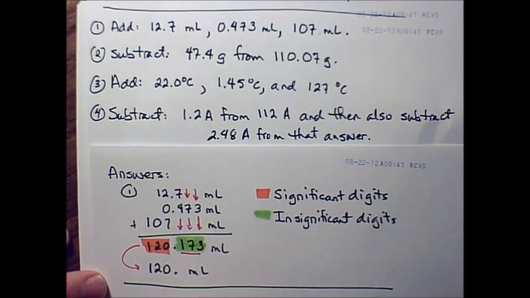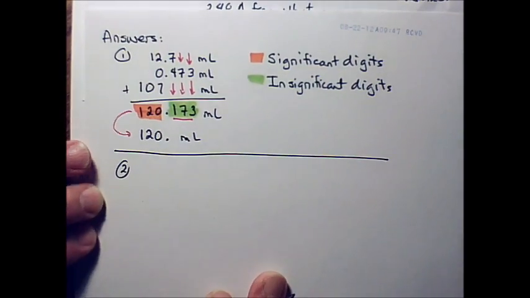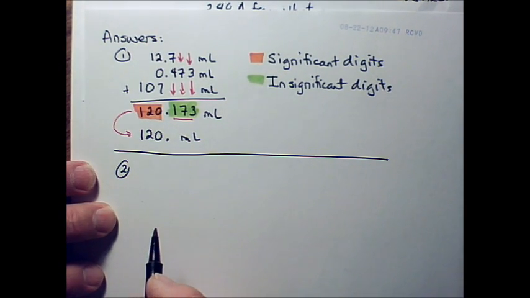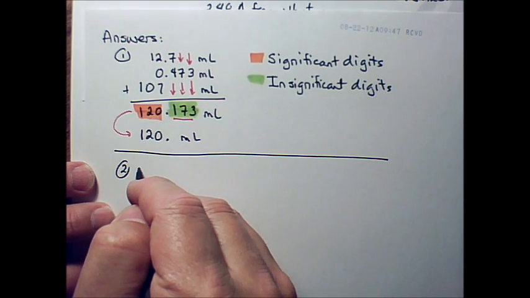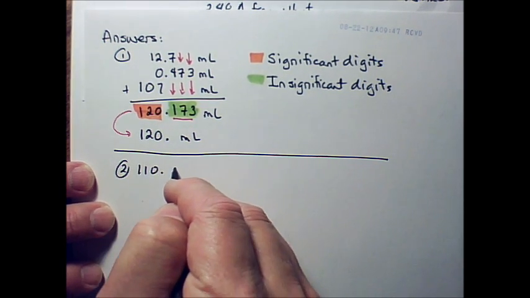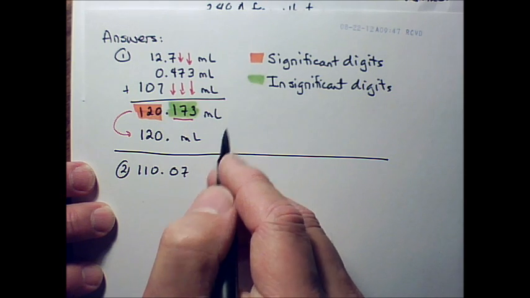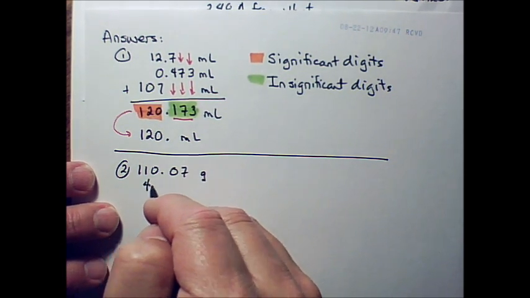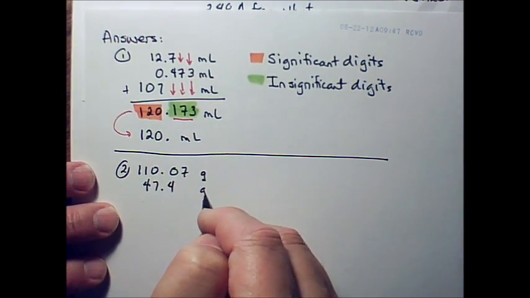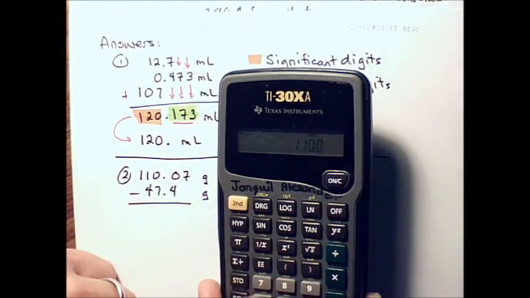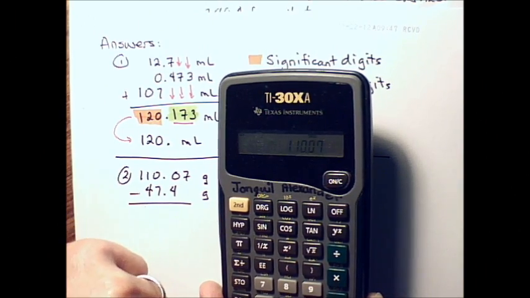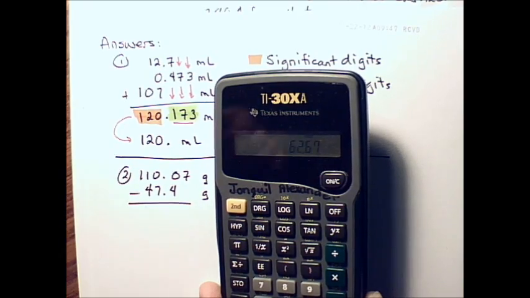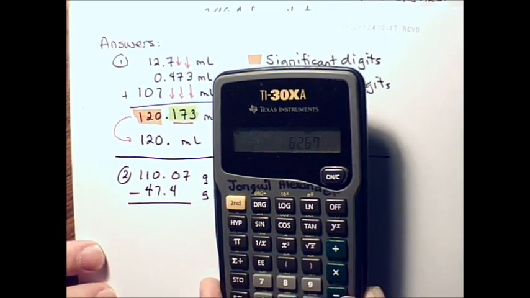All right, so problem number 2 then. I asked you to subtract 47.4 from 110.07. 110.07 grams. All these are grams. And we're going to subtract 47.4 grams. 110.07 minus 47.4. And we get 62.67. Does that sound better? Yeah. Okay.